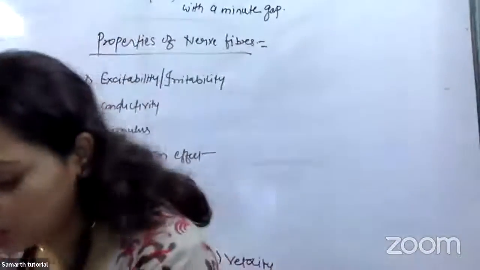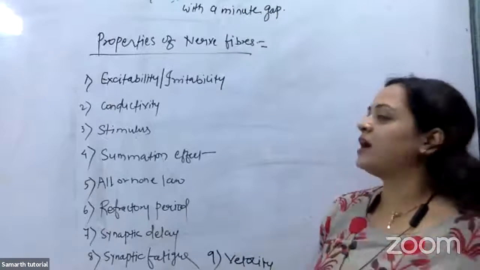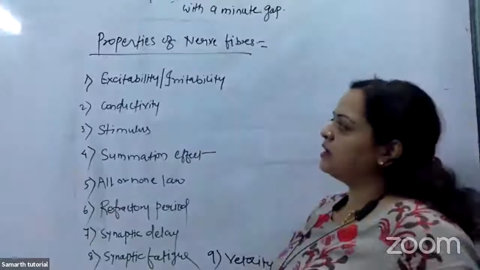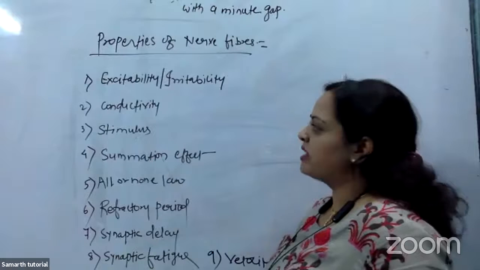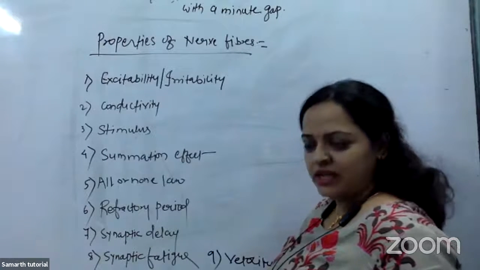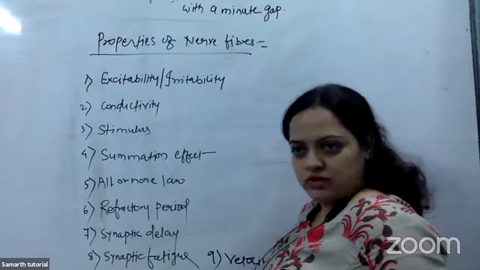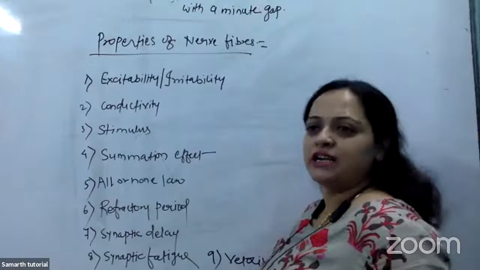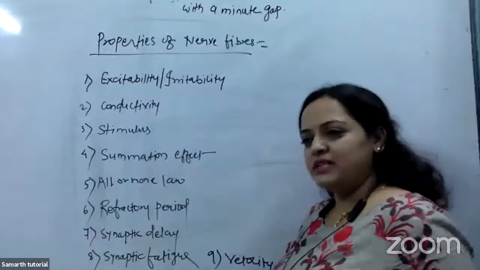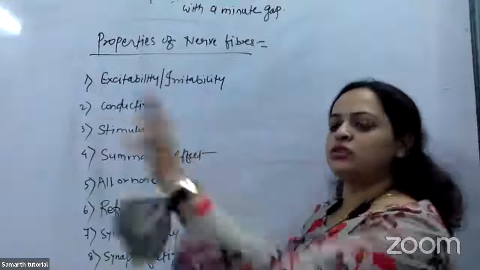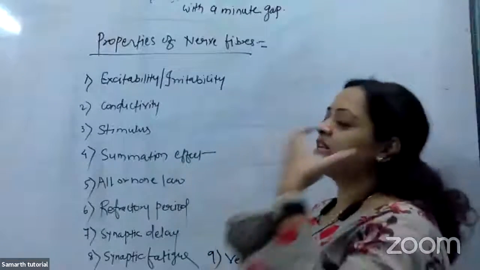Okay. So let us see what are the properties of the nerve fibers. Yes. The very first property is excitability or irritability. What is meant by excitability or irritability? Whenever there is a stimulus received by any nerve cell, it gets excited. Excitement means simply activated. It receives that signal and it passes the signal to the next neuron or nerve cell. That is called the excitability.